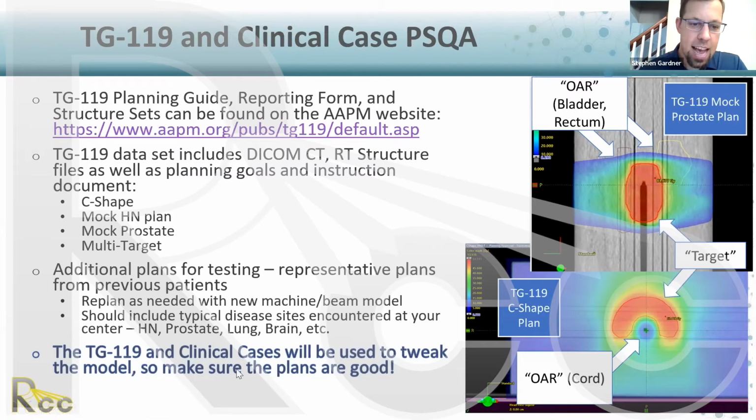So the one note here is that the TG119 and clinical cases, we're using those to tweak the model. So let's make sure they're good plans. What I mean by good plans is that they're performed by staff that would typically do the planning for a real patient, that the plans are optimized as they would be for a real patient, that the modulation and these other things are all done in a quality way that would be consistent with the workflow you would use for real patient treatments. So in fact, if you have a dosimetrist, then this is the time to get them involved. If you do the planning, then this is the time for you to plan these cases. And then we can use the measurement data to tweak the model.